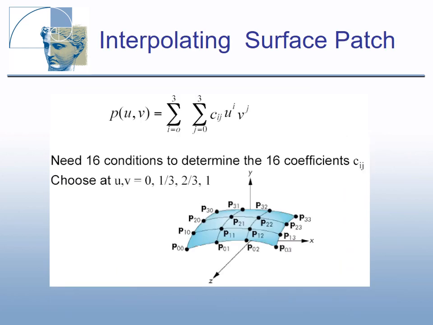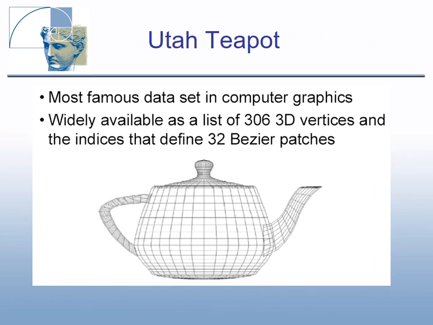For example, the interpolating surface patch can be determined by 16 points given in the nodes of the 4x4 grid in the unit UV square. These points allow for constructing 16 equations for coefficients for each of x, y, and z coordinates. This is a well-known object in computer graphics called the Utah Teapot. It is available on the internet as a list of 306 three-dimensional vertices and their indices, defining 32 parametric Bézier patches.